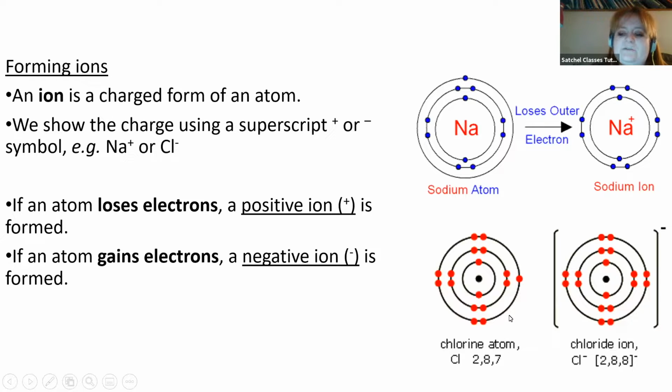The opposite is true for chlorine. It's got 1, 2, 3, 4, 5, 6, 7 electrons in its outer shell. It's much easier for it to gain 1 than to lose all 7 of those. That really helps in all of science: everything wants to be at its lowest energy state.